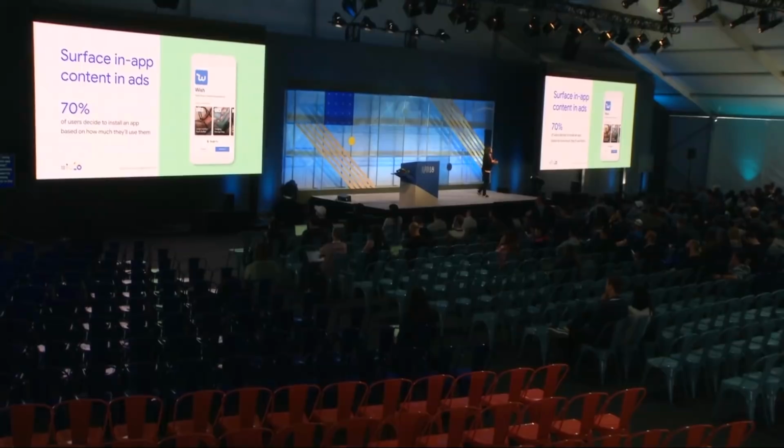However, making ads informative and engaging isn't enough. We also want to make them super relevant for users. About 70% of users say that they download an app based on whether they think they're going to use it or not, which seems pretty intuitive to me. And so to help provide more information about your app in your install ads, we're introducing a new feature, the ability to surface in-app content in your Universal App Campaigns ads.